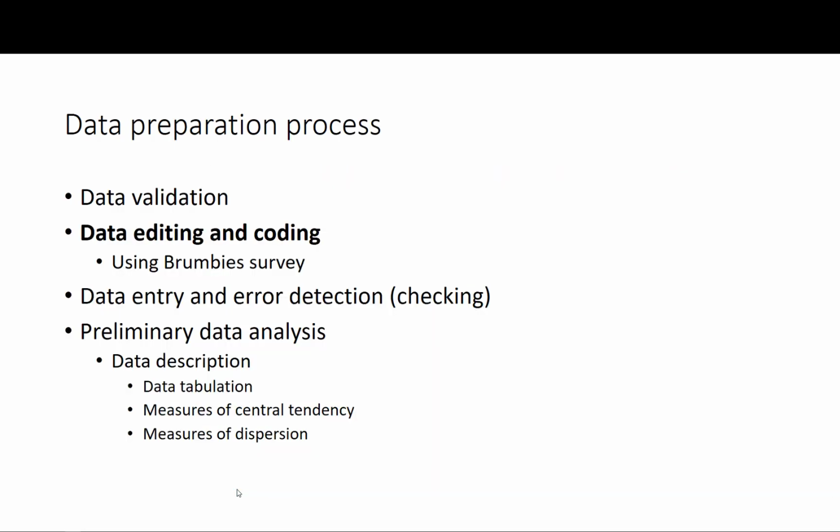So the second stage of the data preparation process is the data editing and coding. I'm going to talk about the Brumbies survey that I did as part of my PhD here. Basically, this is where you turn your survey instrument into instructions telling whoever is inputting the data what should be inputted when a person responds in certain ways.